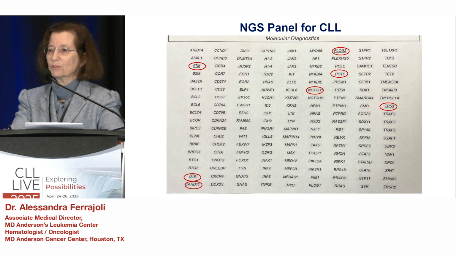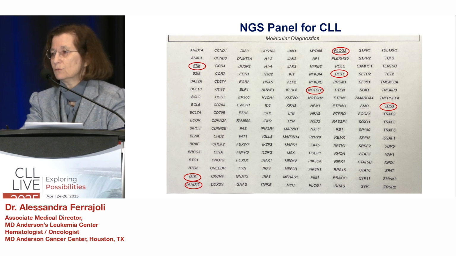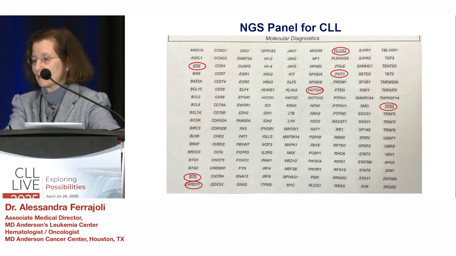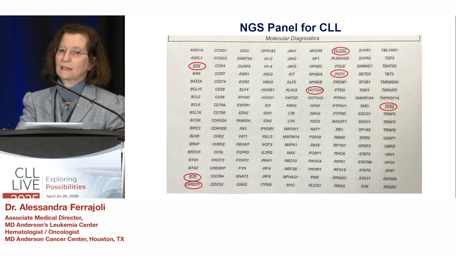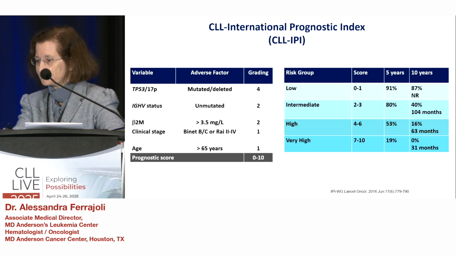And then when you go through treatment, this panel is also helpful to identify any possible resistance toward the targeted therapy. The BTK mutation, the PLC gamma 2 mutation, and the BCL2 mutation can be associated with less likelihood of responding to a certain agent.